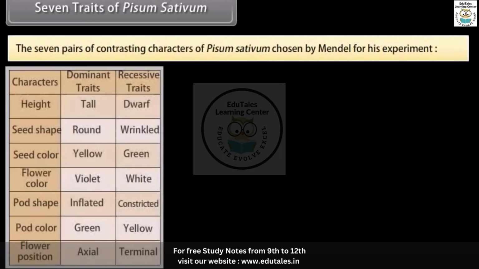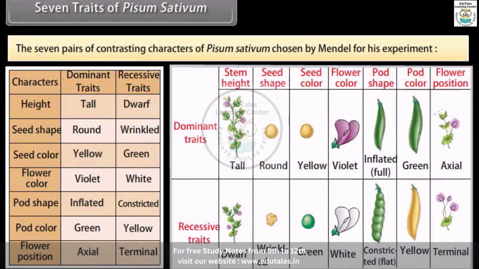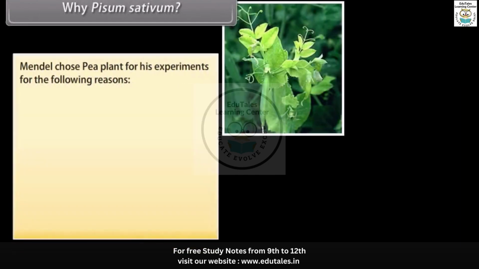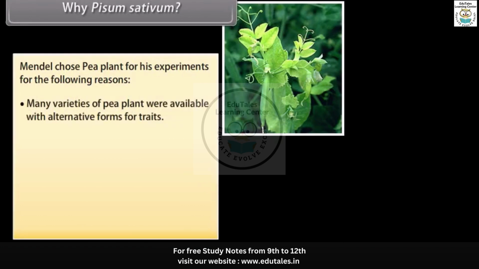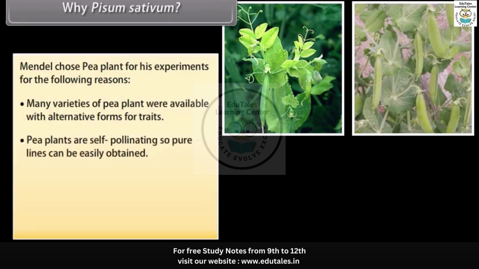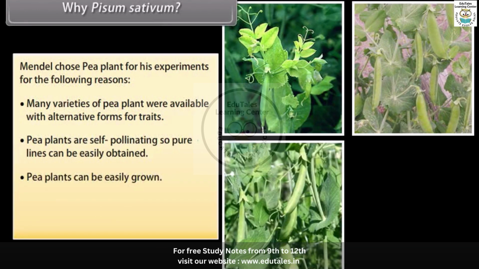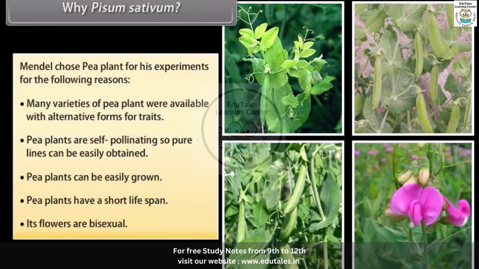Seven traits of Pisum sativum. The 7 pairs of contrasting characters of Pisum sativum chosen by Mendel for his experiment. Why Pisum sativum? Mendel chose pea plant for his experiment for the following reasons. Many varieties of pea plant were available with alternative forms for traits. Pea plants are self-pollinating, so pure lines can be easily obtained. Pea plants can be easily grown. Pea plants have a short lifespan. Its flowers are bisexual.